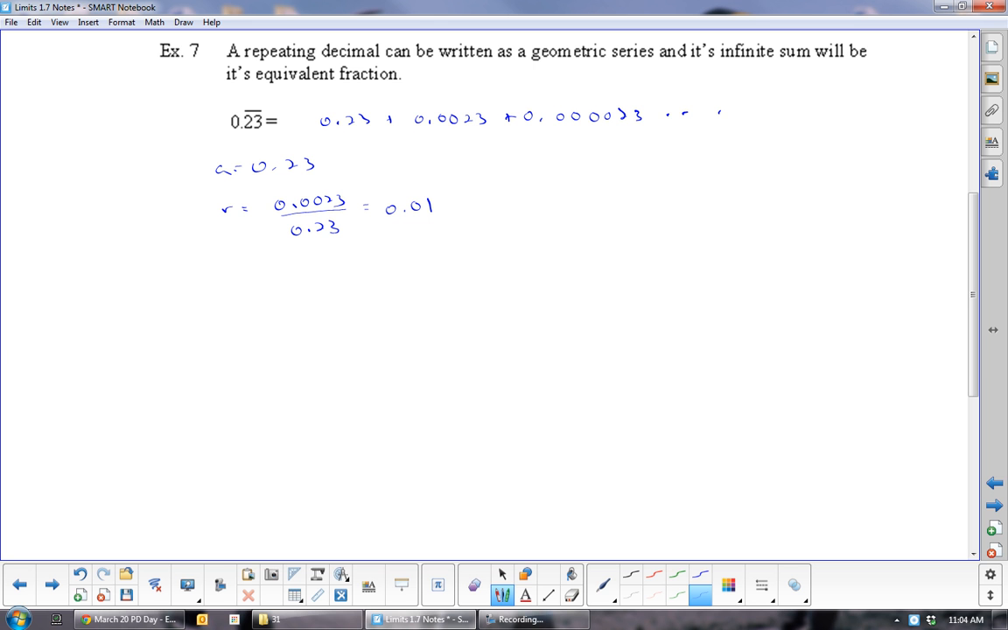So you can find your sum to infinity now. It would be 0.23 over 1 minus 0.01, which gives you 0.23 all over 0.99. You can move the decimal over 2 on each to get 23 over 99.